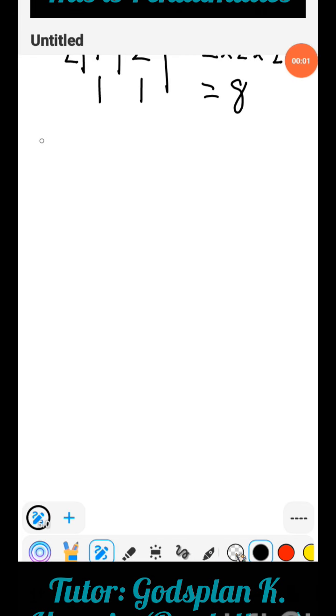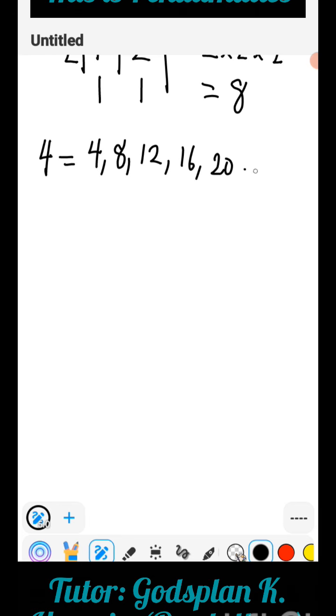Another way to find the LCM, like I said, is to use the common multiple method. So let's say we are looking for the LCM of 4 and 8 as well. The multiples of 4, meaning the numbers that 4 can divide without a remainder: we have 4. Of course, 4 can divide 4, 4 can divide 8, 4 can divide 12, 4 can divide 16, 20, and so on.